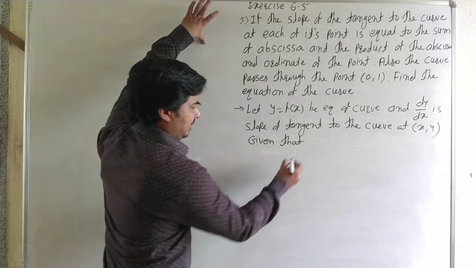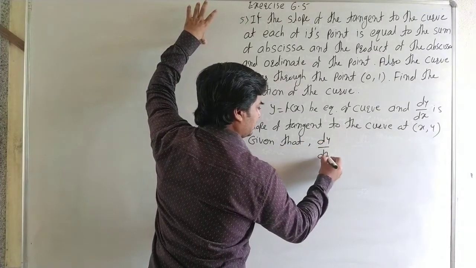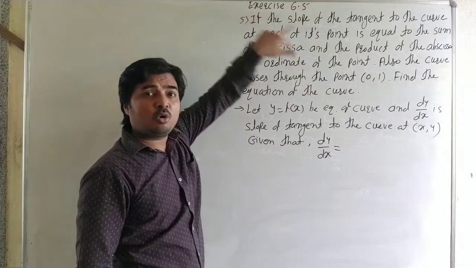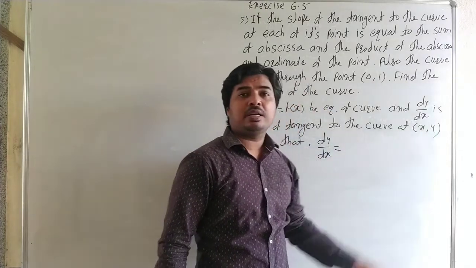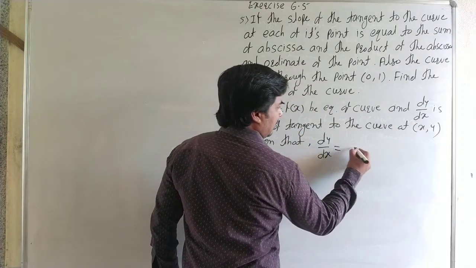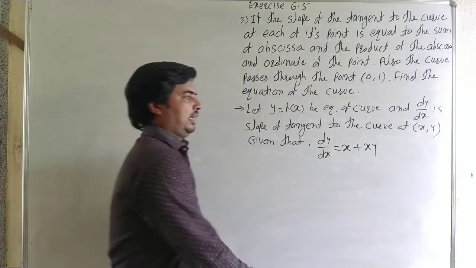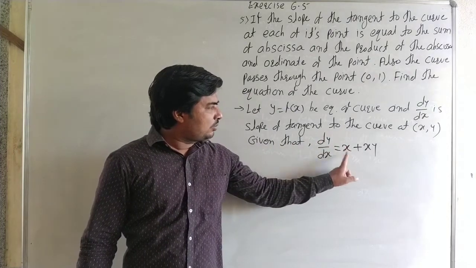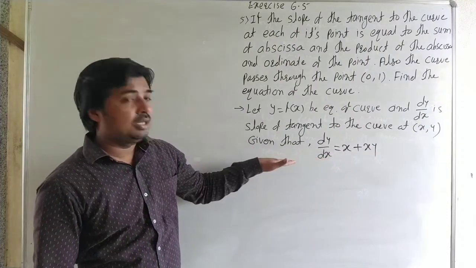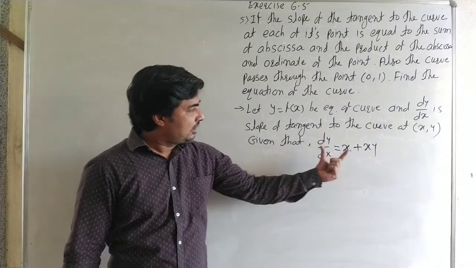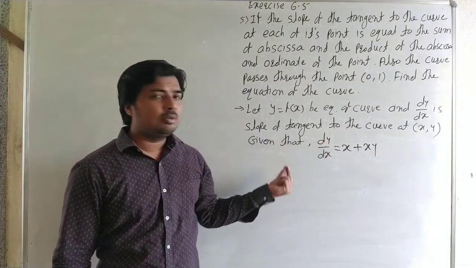Now here it is given that the slope of the tangent, that is dy by dx, is the sum of the abscissa and the product of abscissa and the ordinate. Now it is our differential equation, and here it is in the variable separable form also.